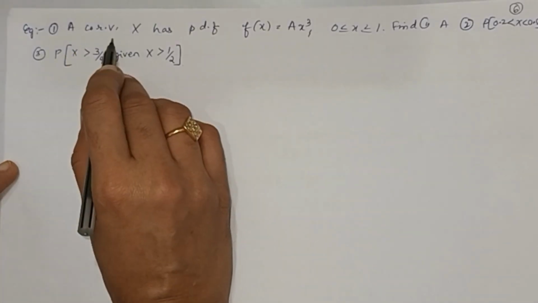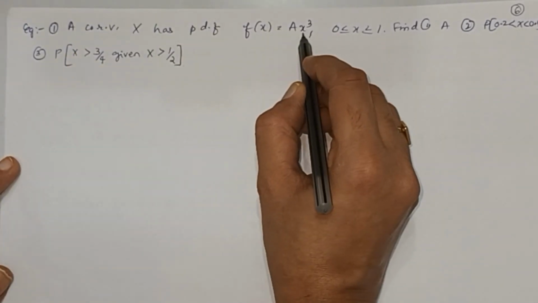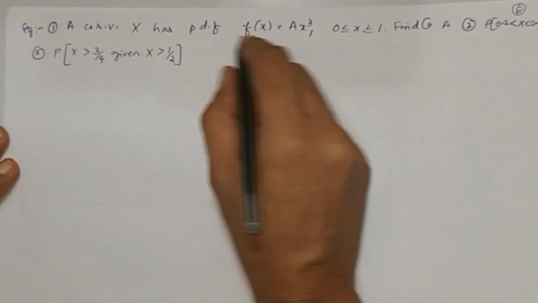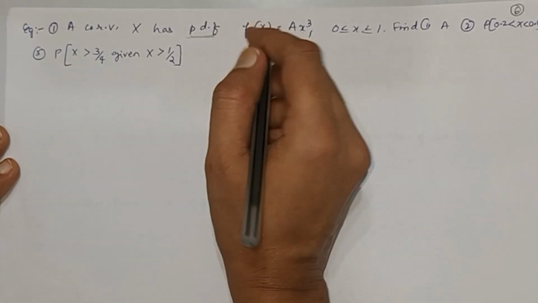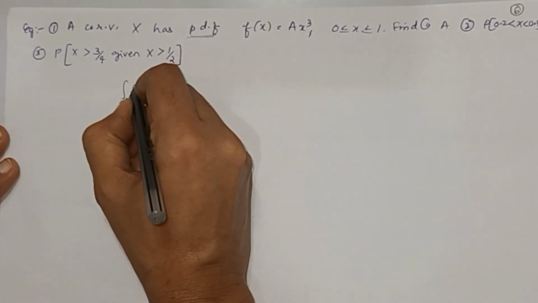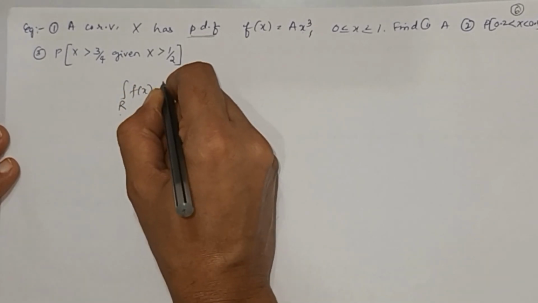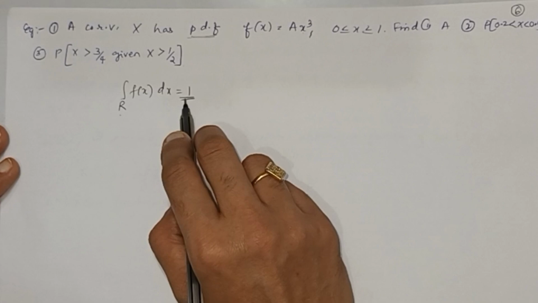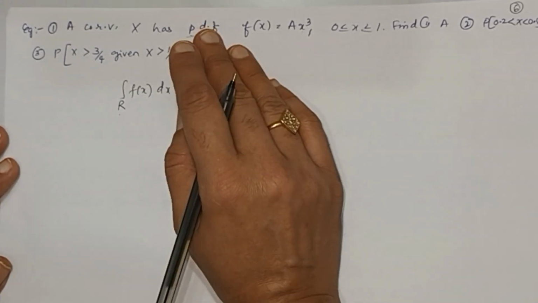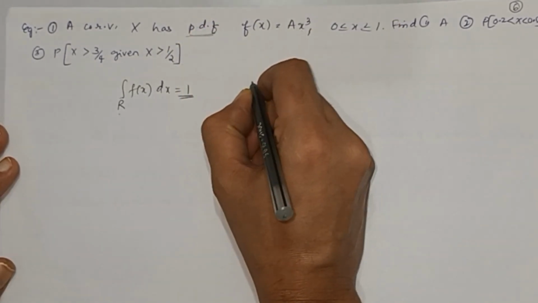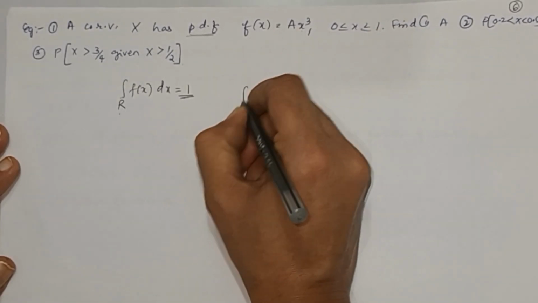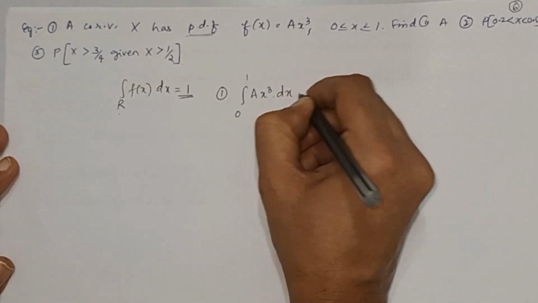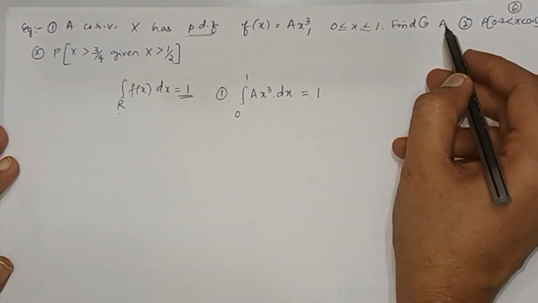See, a continuous random variable x has this as a probability density function. So find the value of A. As per the definition of probability density function, the integral of f of x over the given interval must be equal to 1. That is the condition of a probability density function for having a valid distribution. Now here the given interval is 0 to 1, and the density function is a x cube with respect to x.